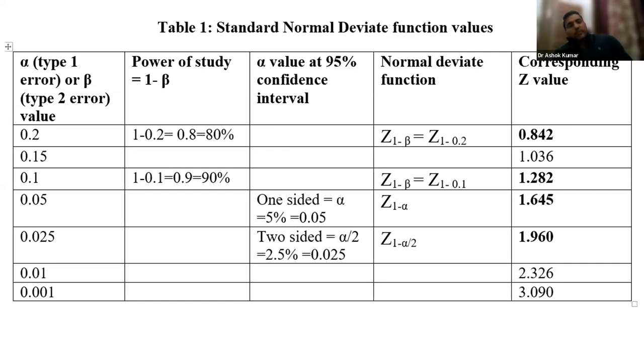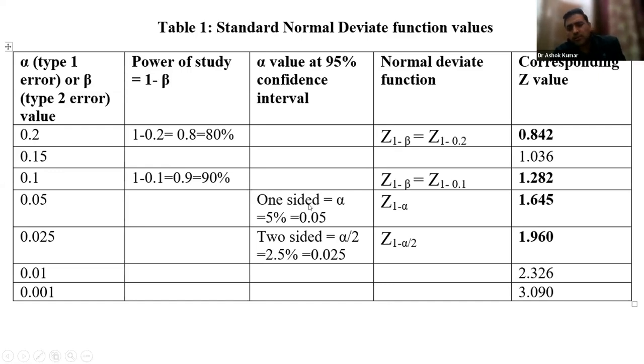Type 1 error is rejecting the null hypothesis when it's true. So what about this? You can see here alpha is 0.05. It means 5%. And when we subtract this 5% from 100%, it is coming 95%. So it is on a 95% confidence interval.